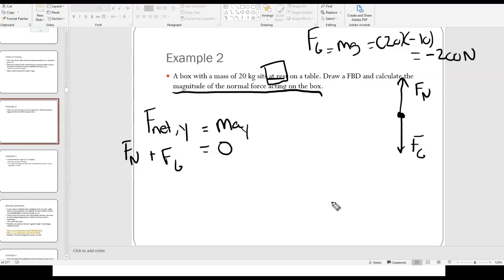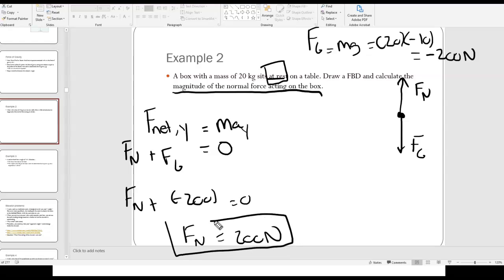Okay, so the force of gravity on the box is negative 200 newtons, and now I can plug in and solve. Fn plus negative 200 equals 0. Fn equals 200 newtons. And we're done. Okay, another simple calculation problem involving Newton's second law. And this is exactly what your work should look like for these problems. Alright, pause there if you need to look at that some more.